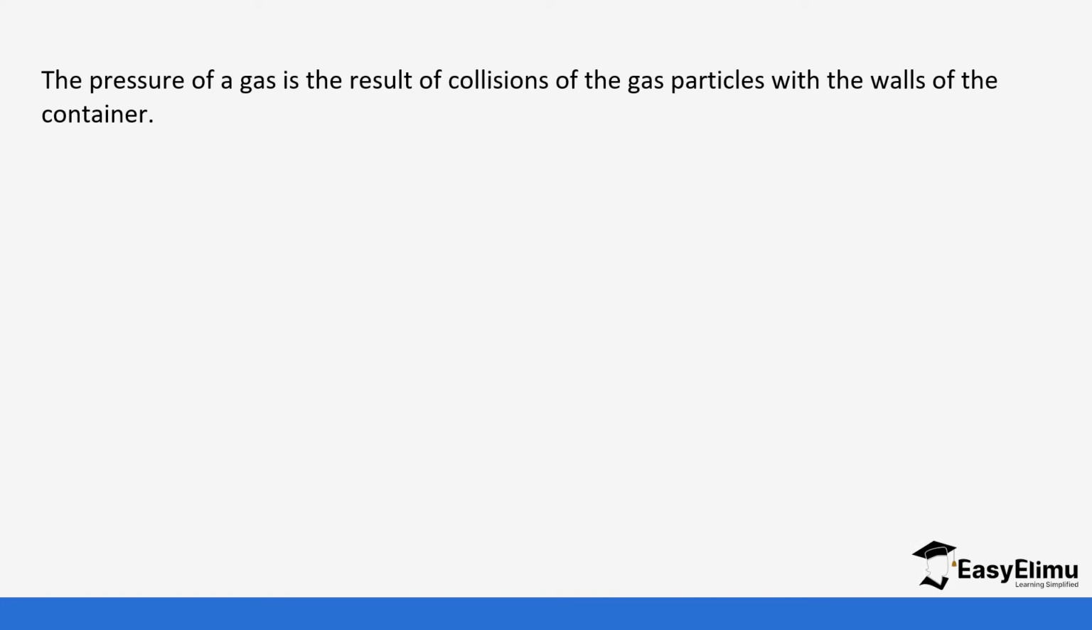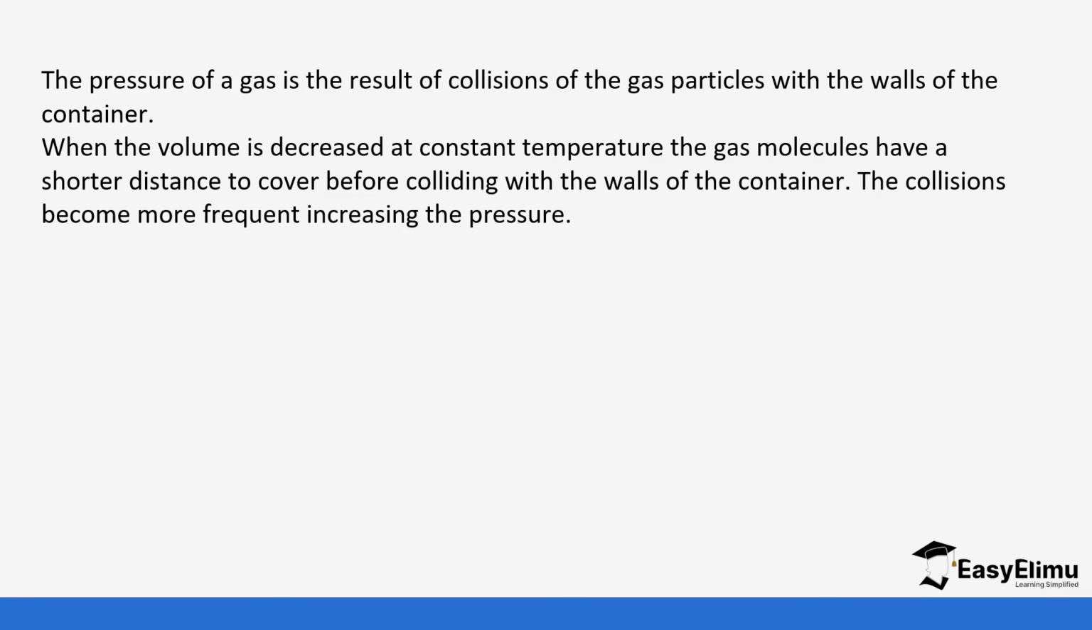The pressure of a gas is a result of collisions of particles with the walls of the container. So this is just using the kinetic theory. When we talk about pressure, we are looking at the collisions, or how the particles are hitting each other and the walls of the container. So if we reduce the volume at a constant temperature, the molecules will not have enough distance to cover before colliding. So the collisions will become very frequent because they are not covering a bigger distance.